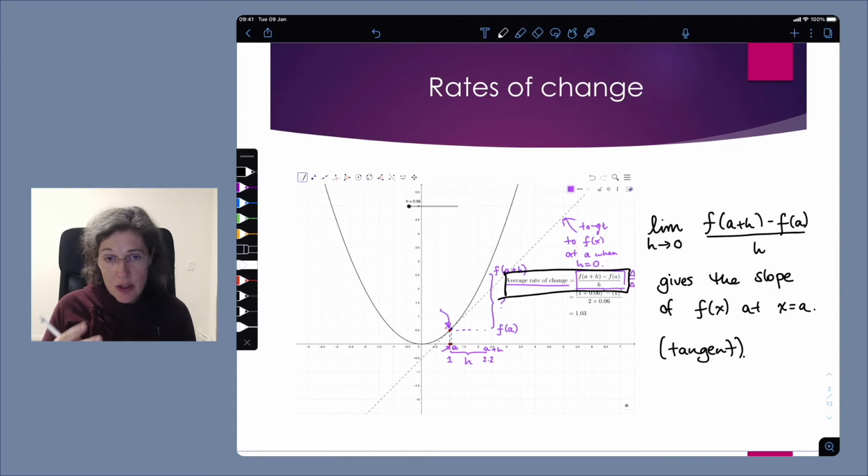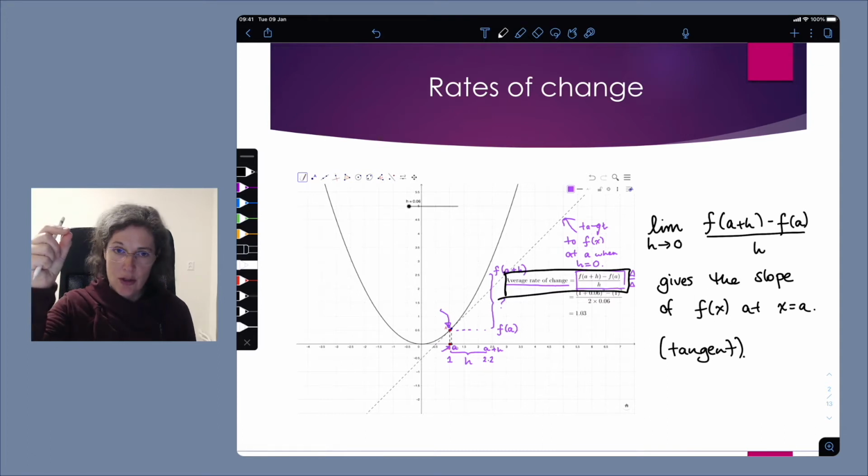Now obviously we can do that at a whole bunch of points. So in some sense we're finding a new function when we find the derivative, and that derivative at any particular point x tells us what the slope of the original function was at that particular point x.